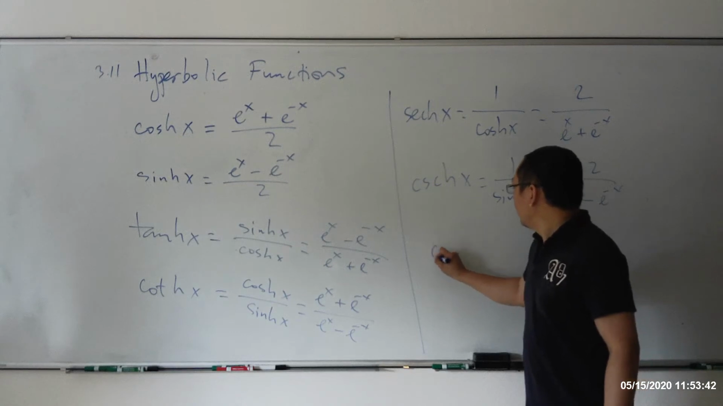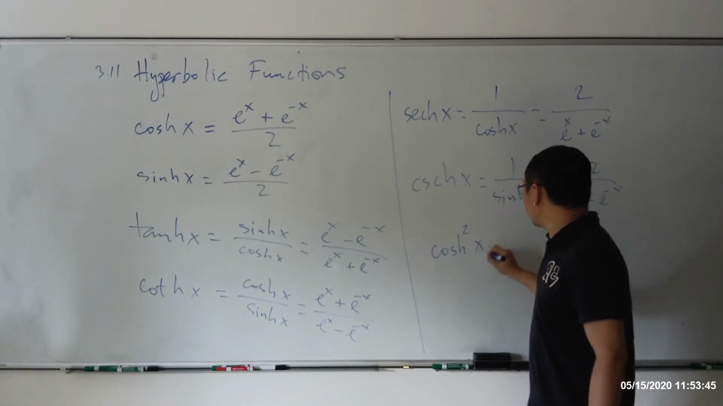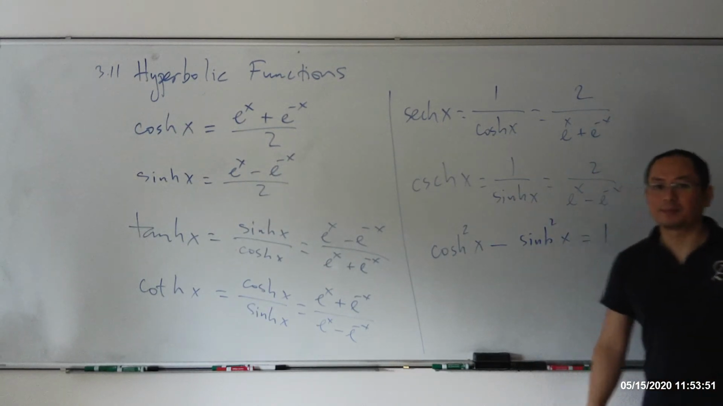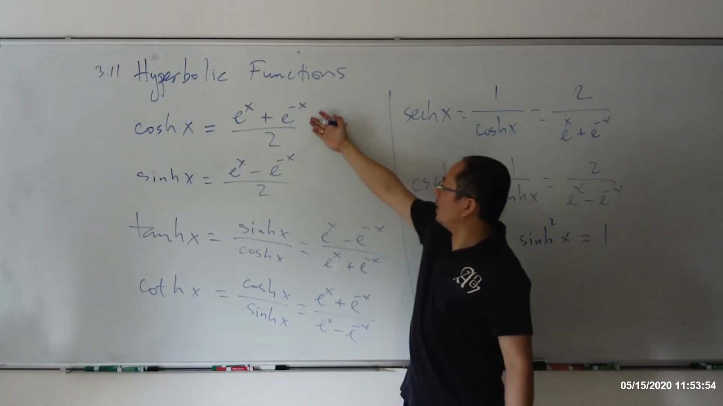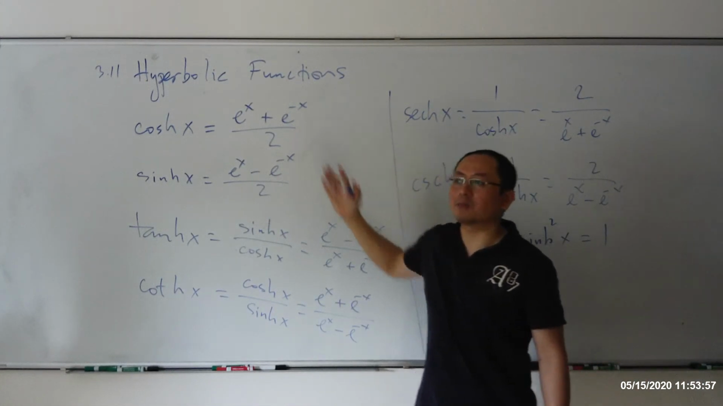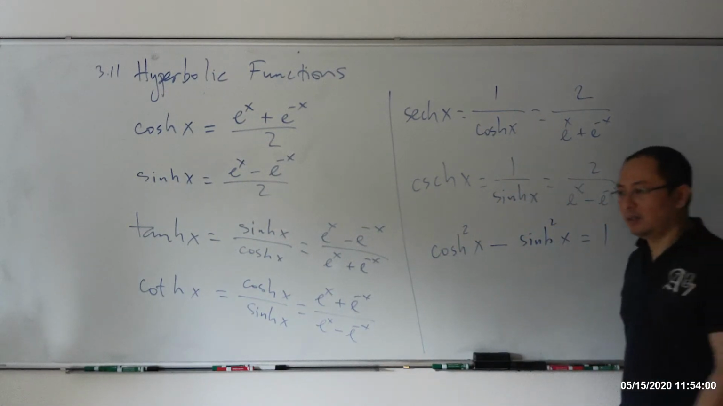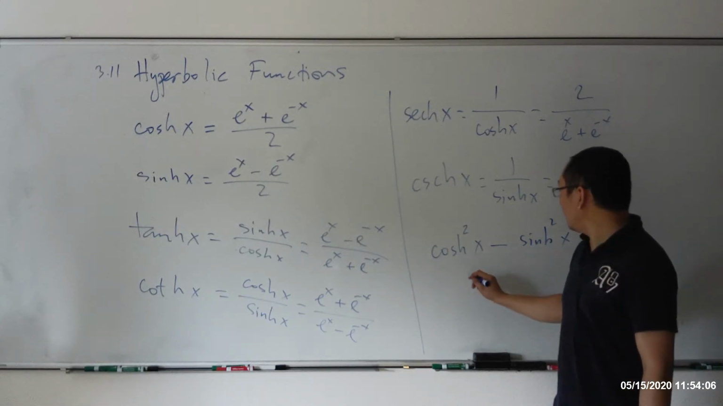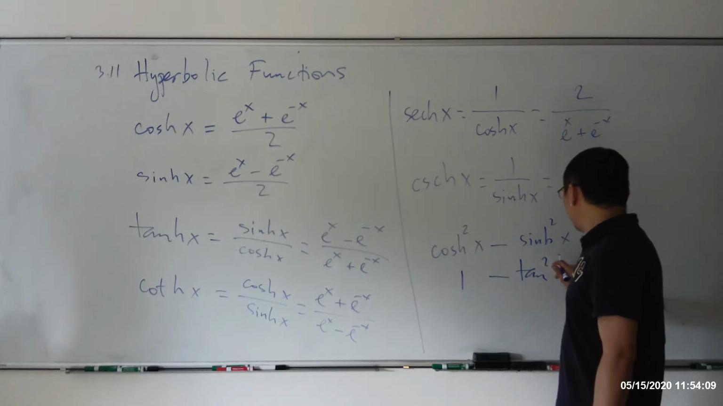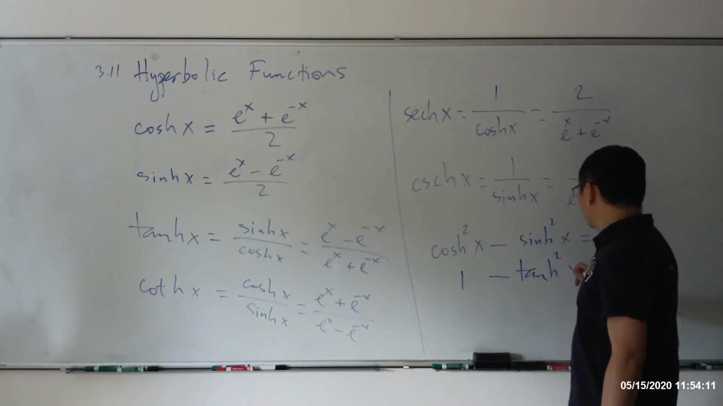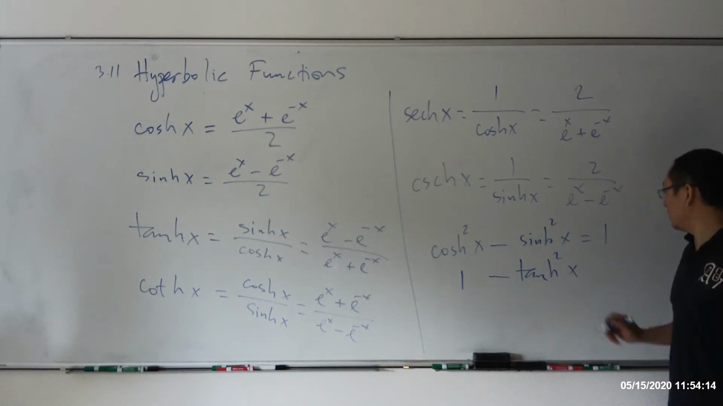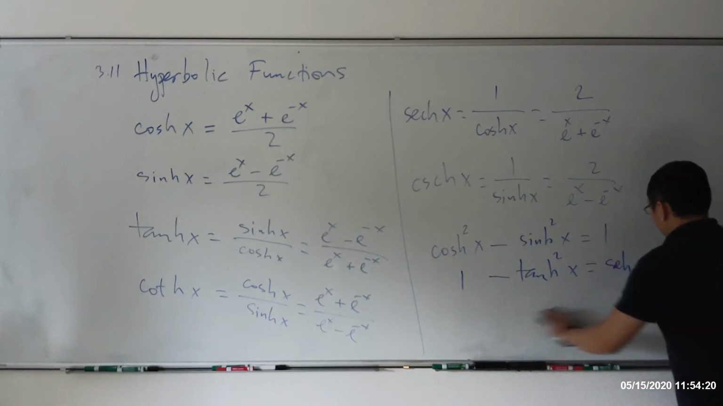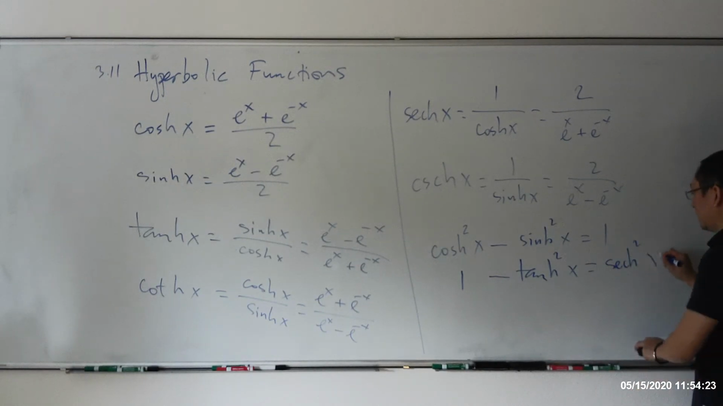We have hyperbolic cosine square of x minus hyperbolic sine square of x is equal to 1. Okay. How do we prove this? Square this up, square it up, and do a subtraction, simplify, and you have this. If we divide both sides of this equation by, say, cosine square, I get 1 minus tangent square, equal to 1 over cosine square, which is secant. Oh, I'm missing the hyperbolic: hyperbolic secant square of x.